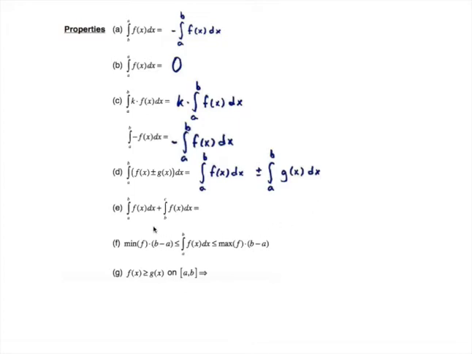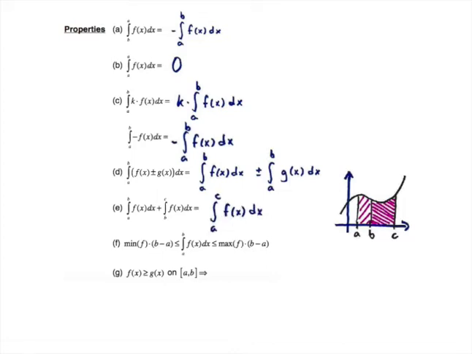Now this property E is interesting geometrically. You'll have to think about it for a second. If we integrate a given function f, the same one, from a to b, and then we add the integral from b to c, this is what it looks like. We integrate from a to b plus the integral from b to c. What is it going to be? It's going to be the integral from a to c. It's like integrating directly from a all the way to c.